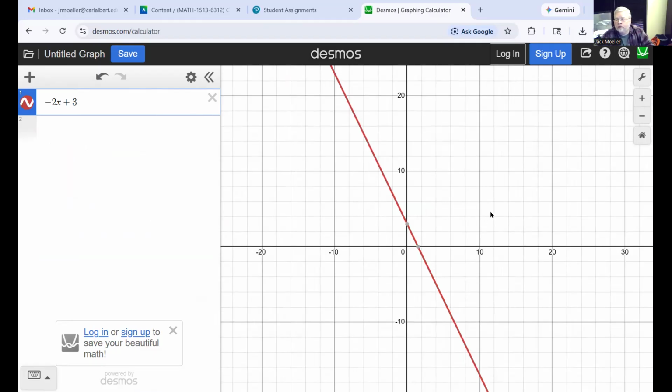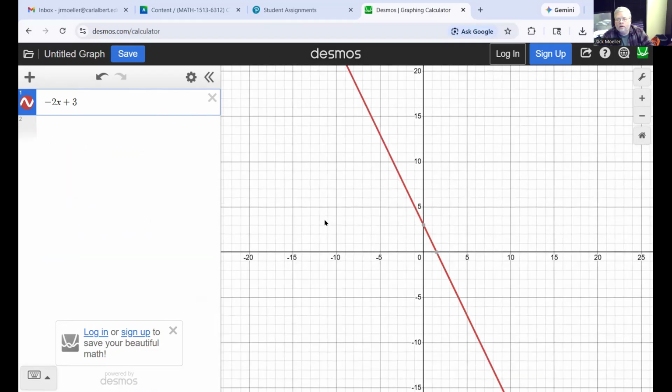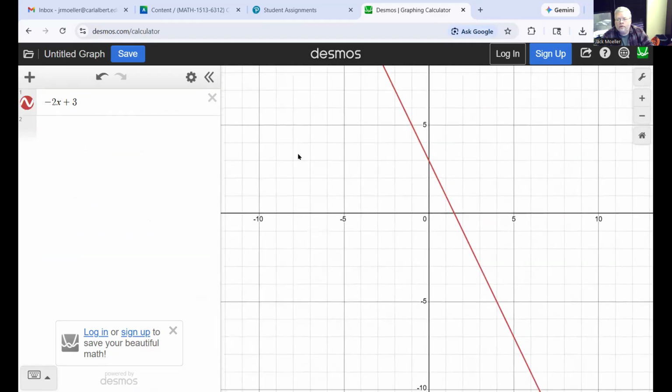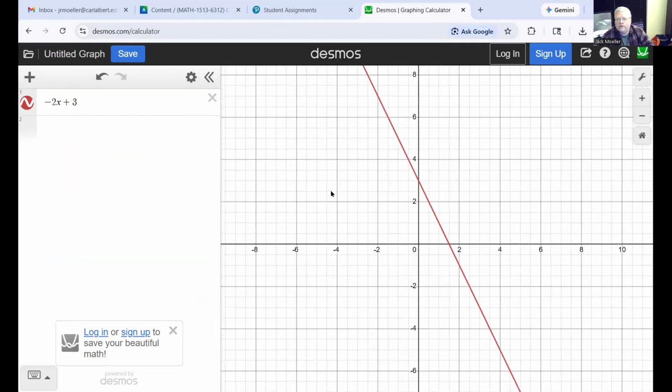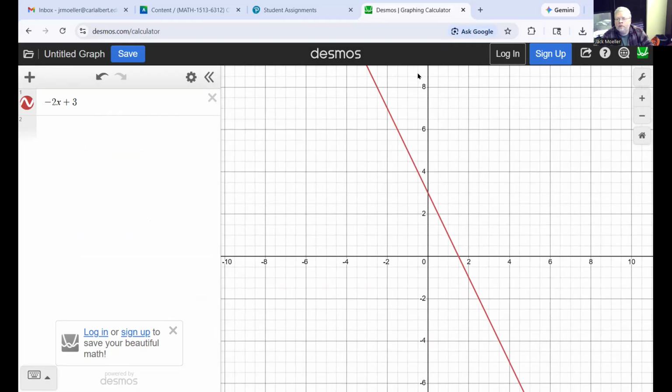Let's see what else. Here, you can see the window. Again, I think the default on these is still -10 to 10 in both directions. But now you can actually see the numbers. Here, the scale is 2 in the X direction because you're counting by twos. Same in the Y direction. You can actually zoom in, zoom out. How do you like that?